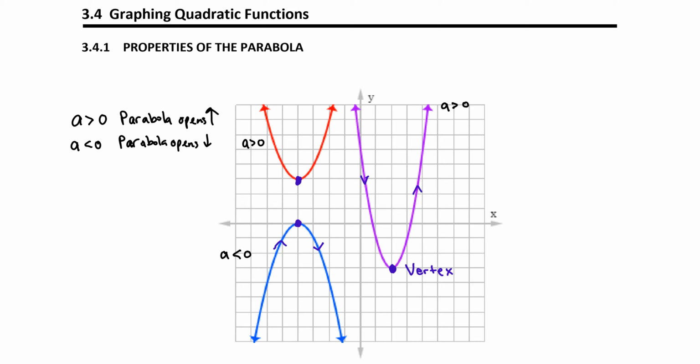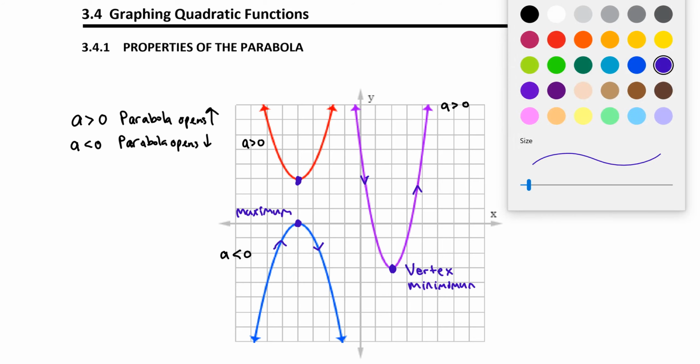Now, if the parabola opens up, then the vertex is a minimum point. And if the parabola opens down, then the vertex is a maximum point. That will be important when we study applications. So we can look at a function and determine the direction of opening and then predict if that function will have a maximum or a minimum.